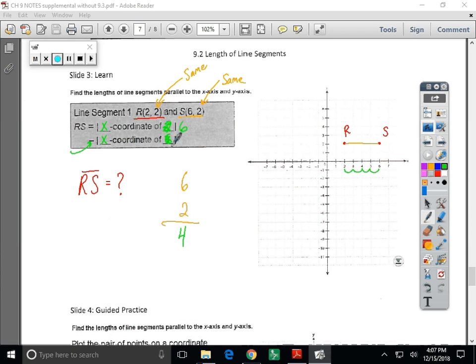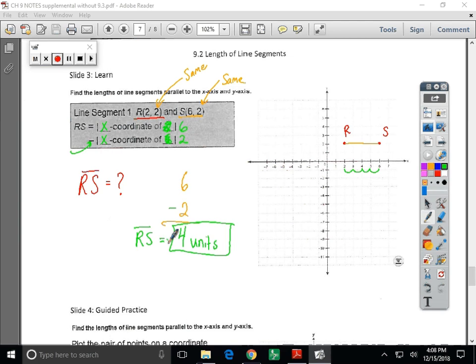We're looking for the absolute value of the x-coordinate of 6, and we're going to take away the absolute value of the x-coordinate of 2. I'm going to do subtraction. Both numbers were positive. If they're on the same side of 0, we can subtract to find their distance. And again, I don't know if I'm using feet, miles, inches, meters. I'm going to call it units. We're going to be generic for this one. So I would give you a final answer: line segment RS equals 4 units.